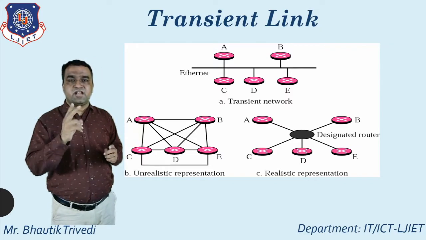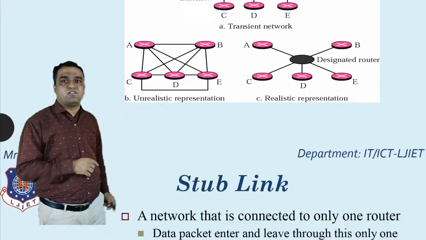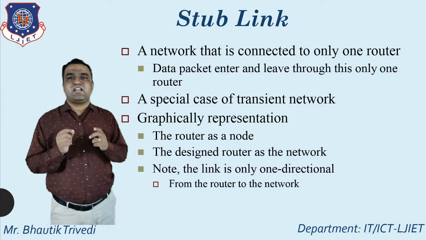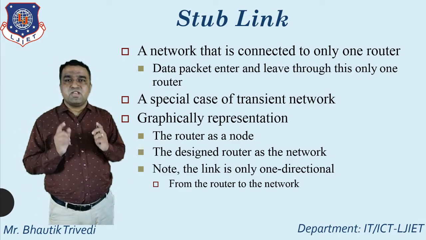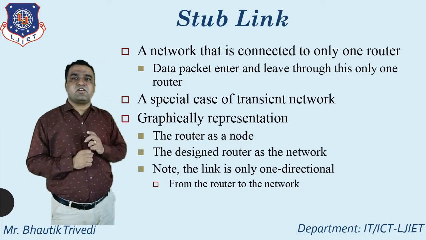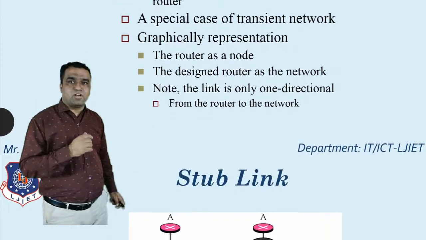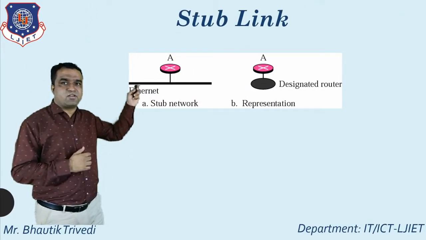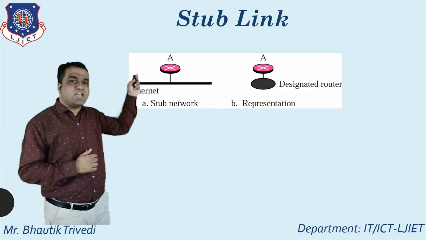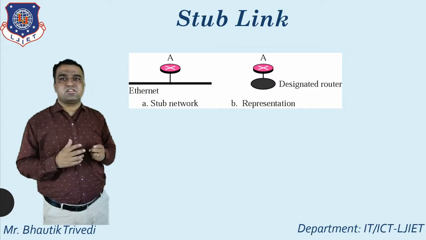So up to these two links, at least you know. First one, that is the point to point. Second one, that is the transient. Third one, stub link. What is the meaning of that? A network that is connected to only one router, means data can enter and leave through only one router. So this kind of arrangement is known as a stub link. So here you just see what is the meaning of that. Here you just see a stub network means data can enter and leave through router A, and here one designated router and router. So this kind of thing is known as a stub link.